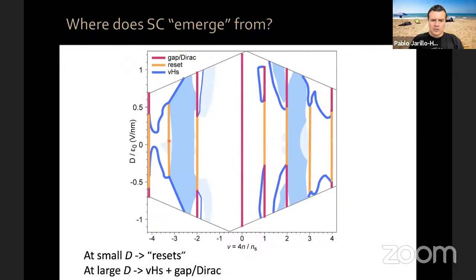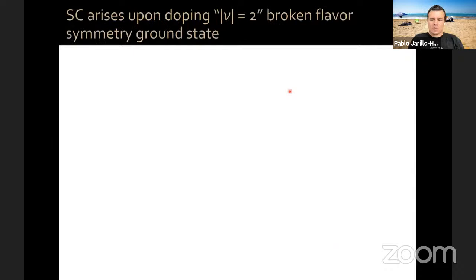Okay? At large displacement field, we have Van Hove singularities plus gap Dirac behavior. So then that tells us the following. By analyzing this displacement field dependence, what we have realized is that superconductivity emerges upon doping the filling factor 2 phase, which has a broken flavor symmetry ground state with two Fermi surfaces. What do I mean by that?